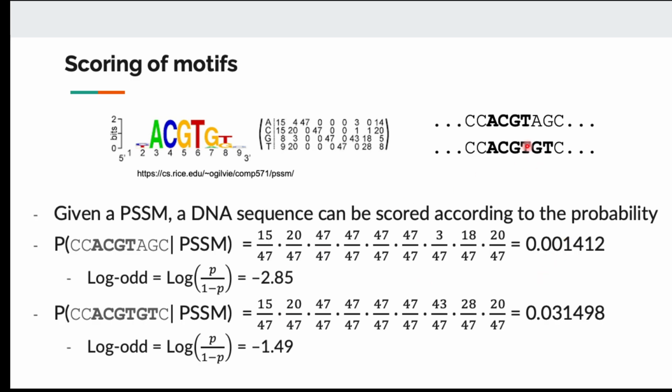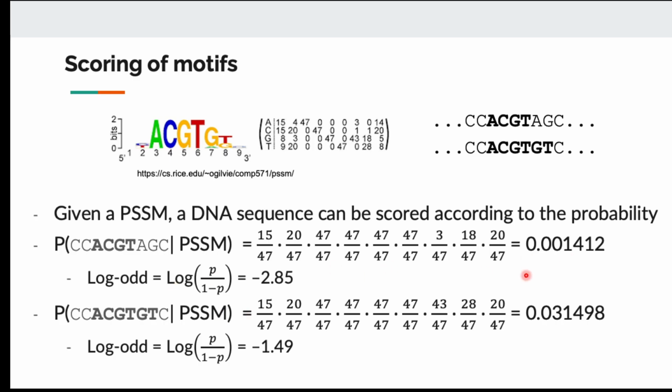And if you have a pattern that better matches this, so I intentionally made these two nucleotides, A and G, which don't really match, versus G and T, which match well, the score is going to be clearly different, 30 times higher. But because these probability scores are very small, they are difficult for humans to visualize.